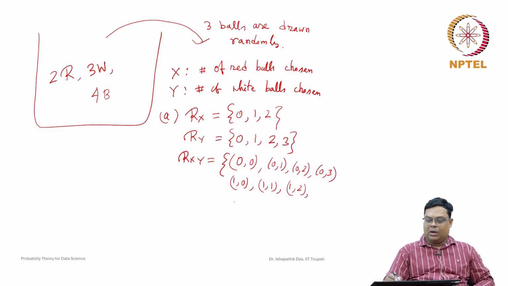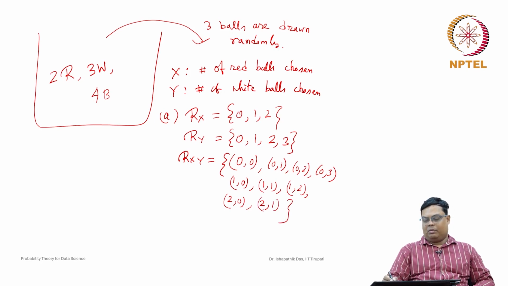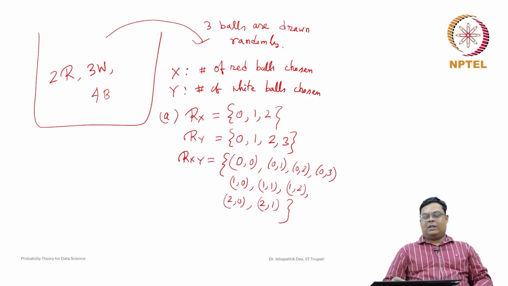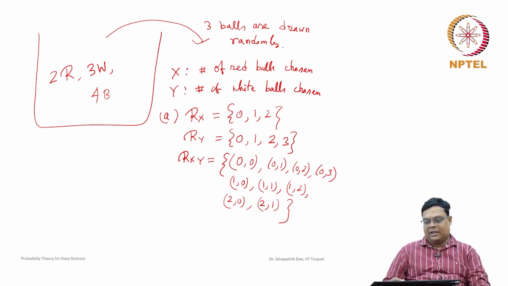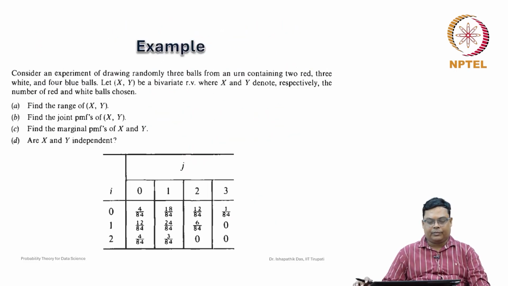Now, red ball 2, white ball 0 is possible, red ball 2, white ball 1 is also possible, total 3. There are no more possibilities: 1, 2, 3, 4, 5, 6, 7, 8, 9. So, 9 elements are there in this set. This is the range of (x, y).